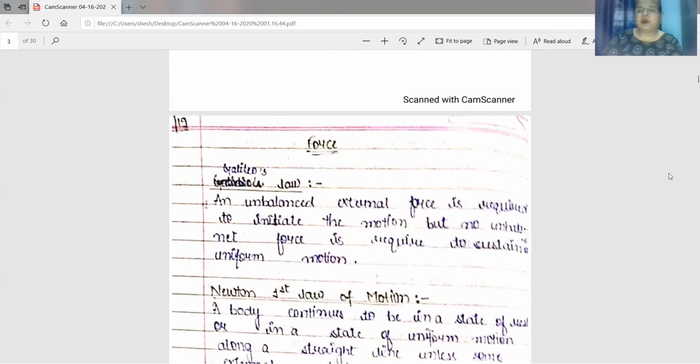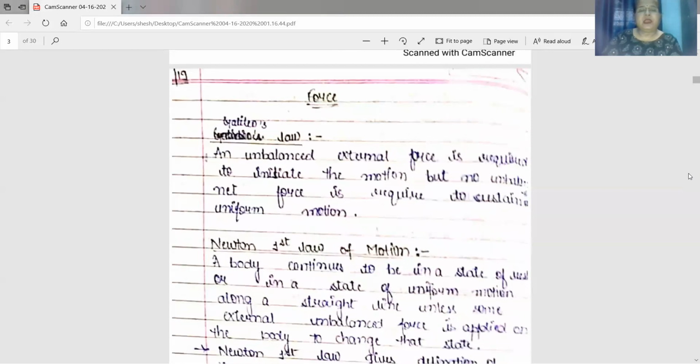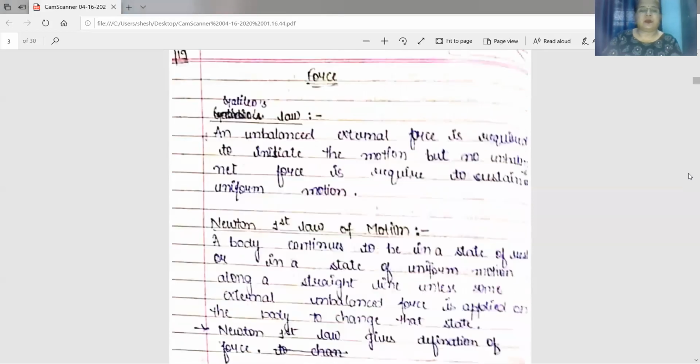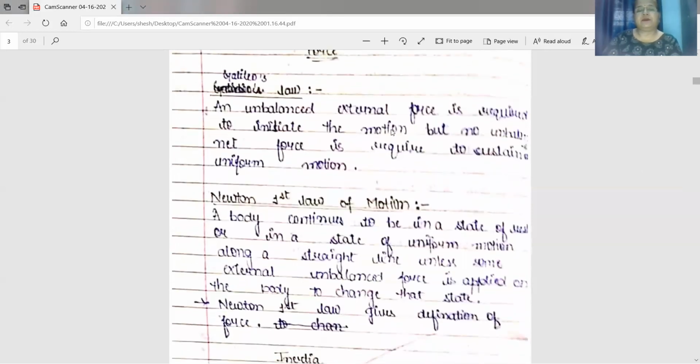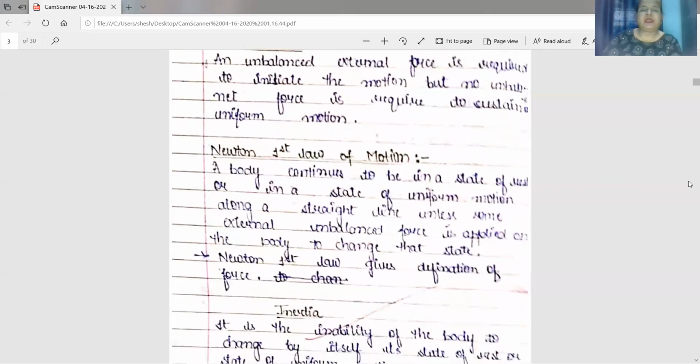So he has given a law. According to his law, an unbalanced external force is required to initiate the motion, but no unbalanced force is required to sustain the uniform motion. I'm repeating again, an unbalanced external force is required to initiate the motion, but no unbalanced net force is required to sustain uniform motion. Next, you have to read Newton's first law of motion.